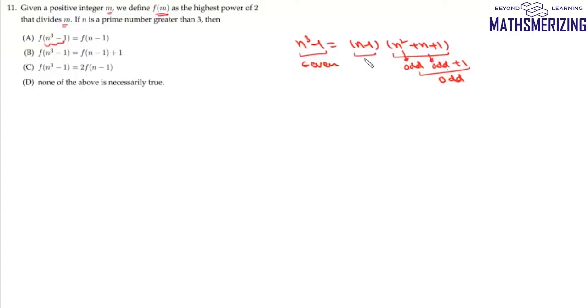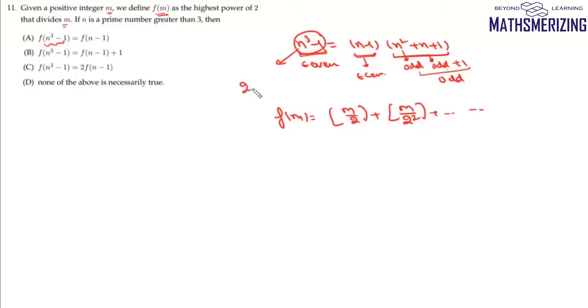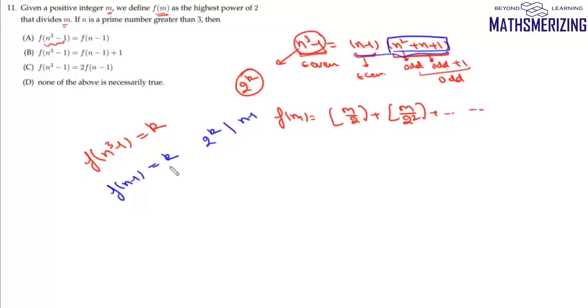So that means this n minus 1 will be even. Now suppose we say 2 to the power k divides n cube minus 1. If 2 to the power k divides n cube minus 1, then f(n cube minus 1) will be k. Now this 2 to the power k must also divide this right hand side. Now this expression n square plus n plus 1, it is an odd number. So 2 to the power k cannot divide n square plus n plus 1. So it simply means 2 to the power k must divide n minus 1, and that is, we can write f(n minus 1) is also equal to k.